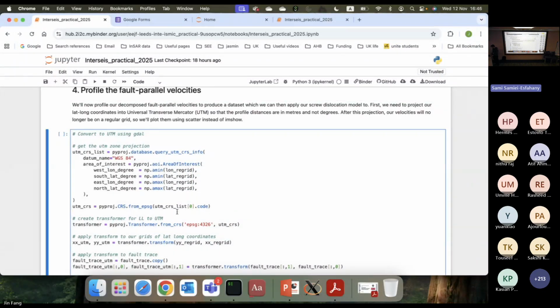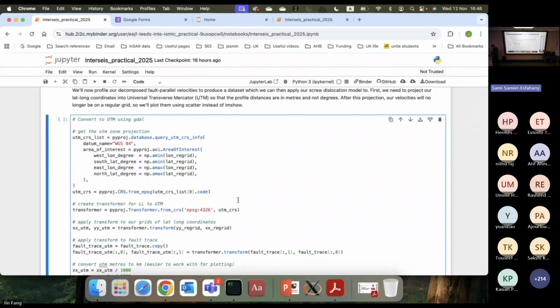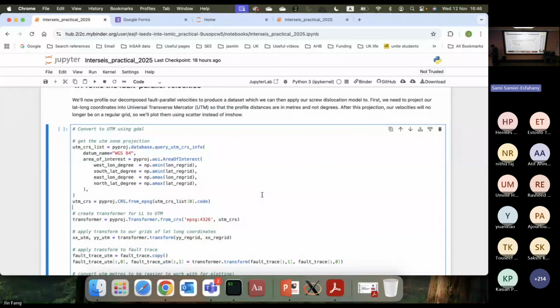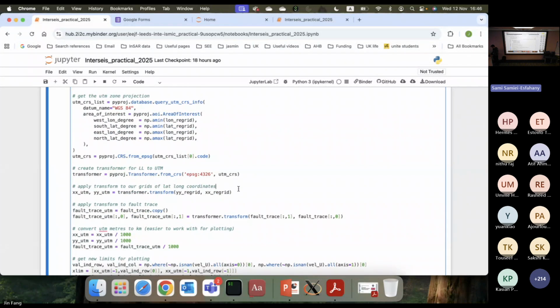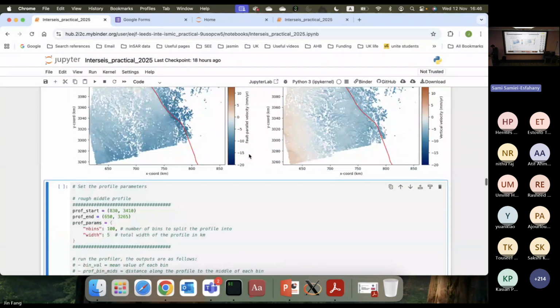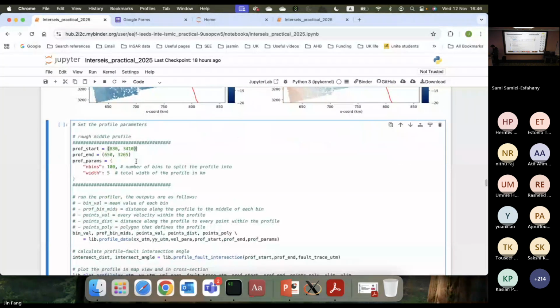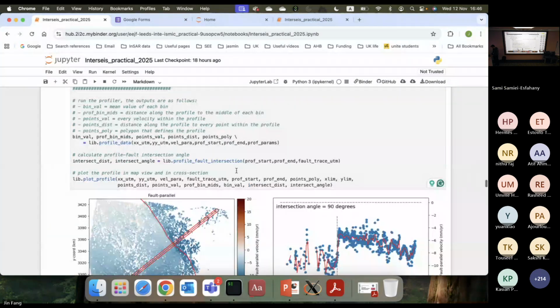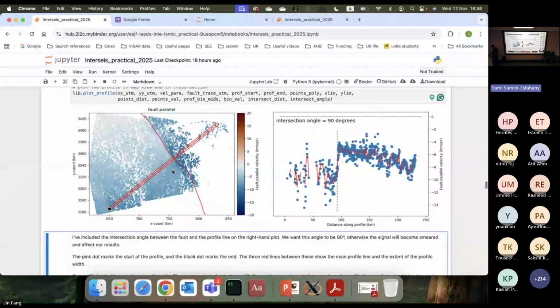First, we need to project our longitude latitude coordinates into UTM so that the distances are in meters and not degrees. So let's take a profile perpendicular to the fault, like this way.